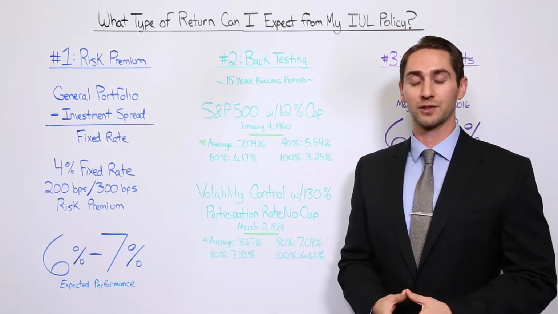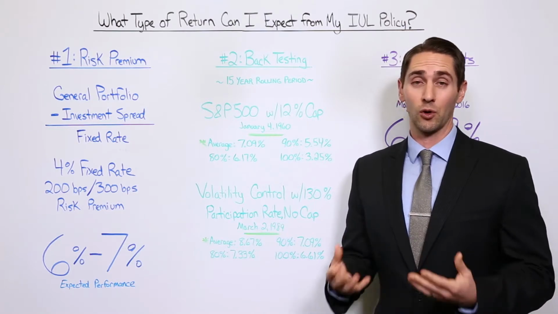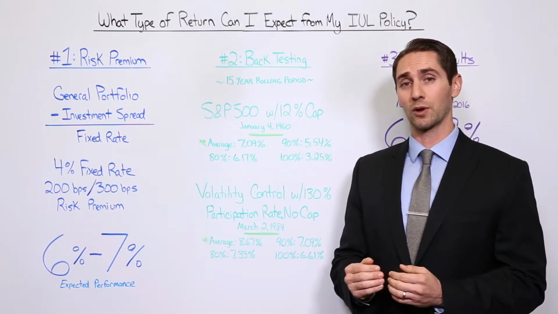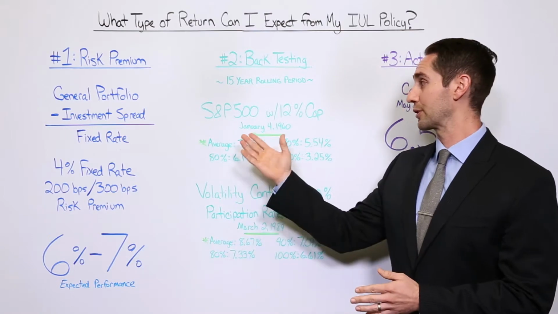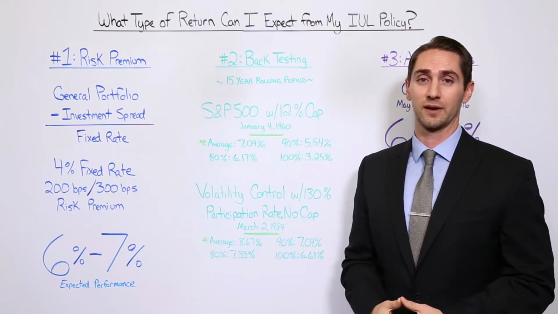So the benefit of a volatility control index is there's a lower probability of getting zero, and you're going to have a more consistent, smooth ride up versus a pure equity component of, let's say, the S&P 500.